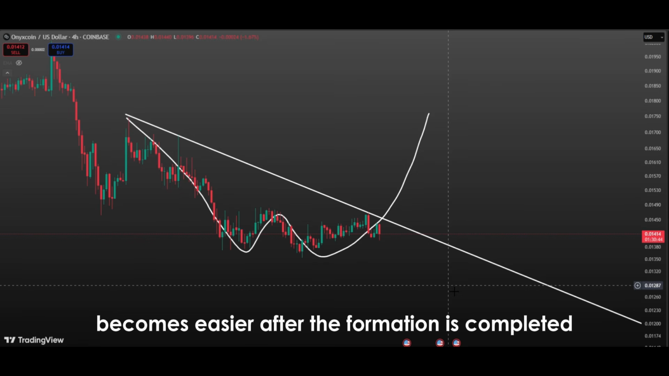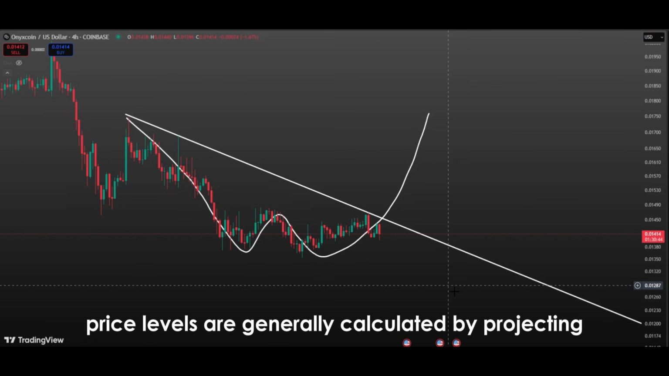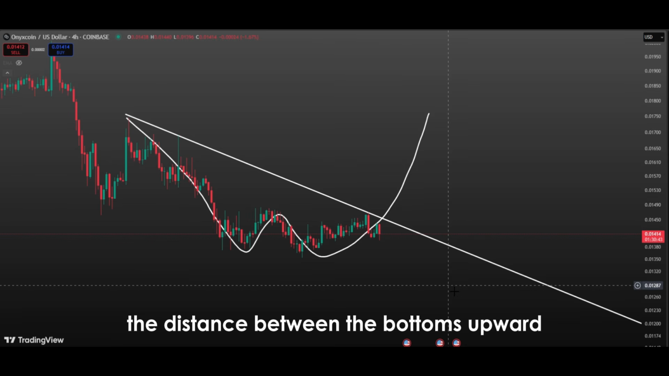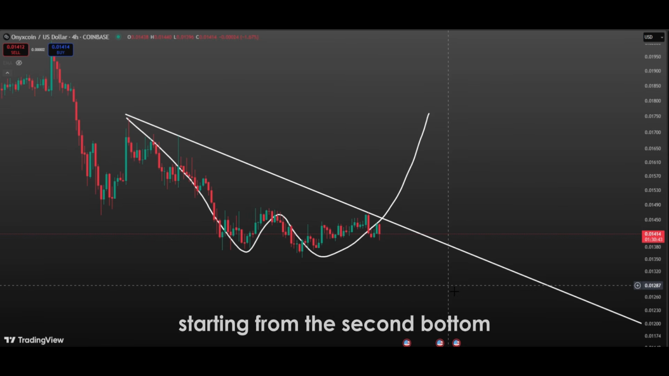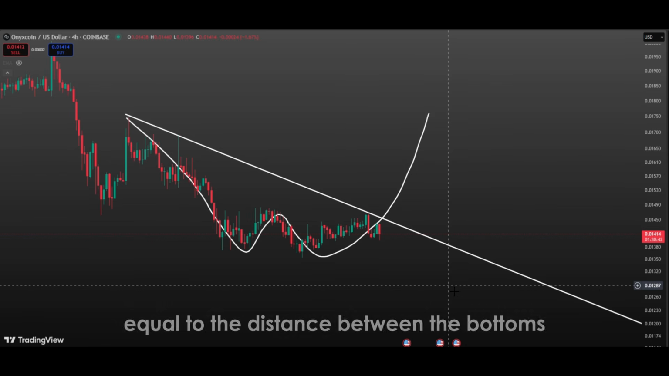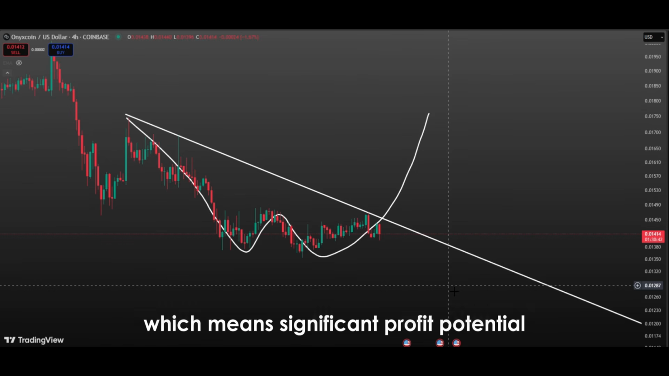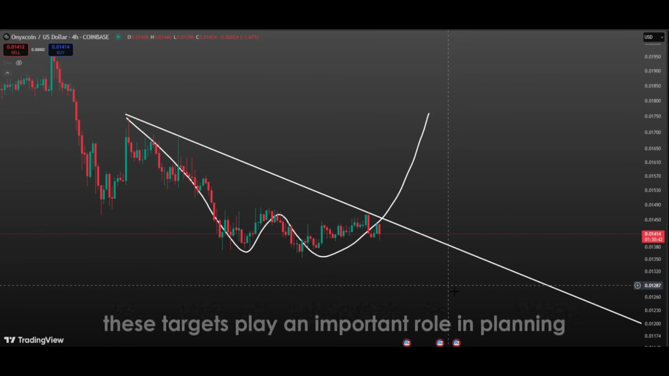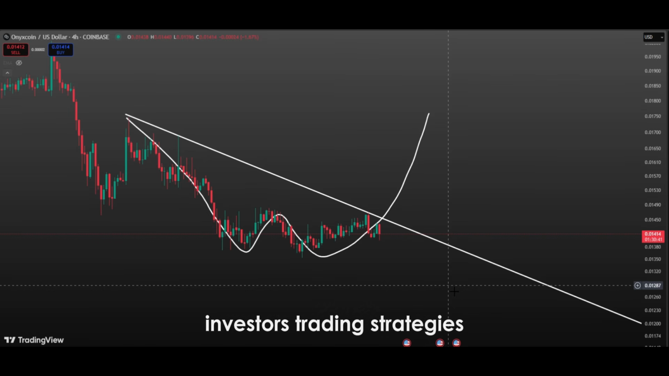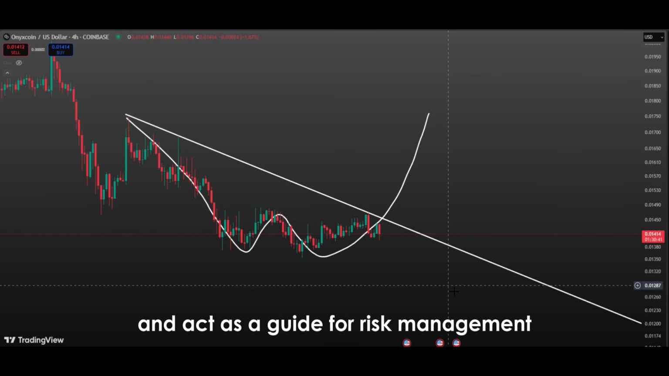After the formation is completed, the target price levels are generally calculated by projecting the distance between the bottoms upward. In other words, the rise starting from the second bottom can increase by an amount equal to the distance between the bottoms, which means significant profit potential. These targets play an important role in planning investors' trading strategies and act as a guide for risk management.